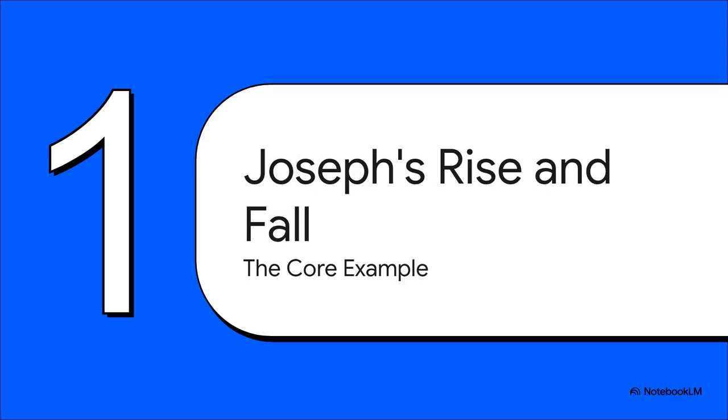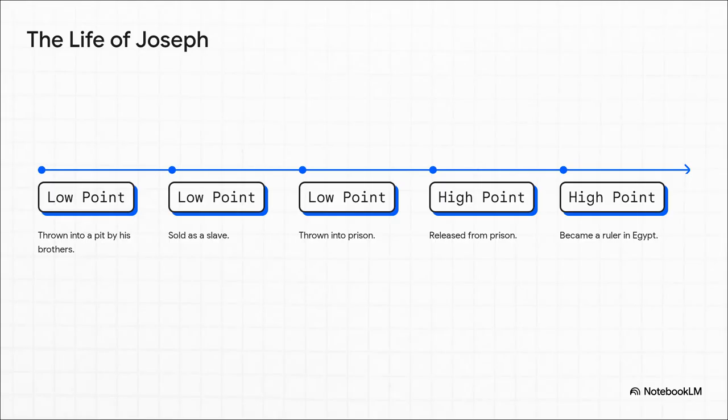The main story they use to anchor this whole idea is the life of Joseph. And his story is honestly the perfect example of some major ups and downs, which, as you're about to see, maps perfectly onto the idea of positive and negative values. I mean, just look at this life. It's a total roller coaster.